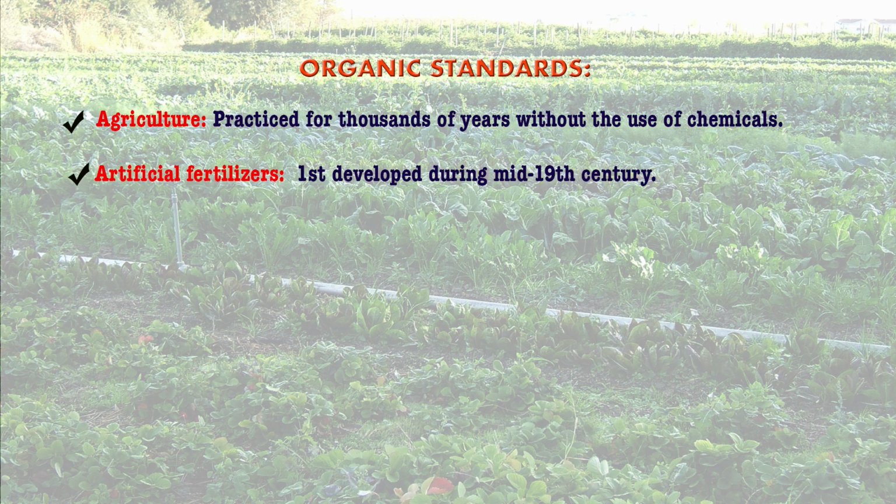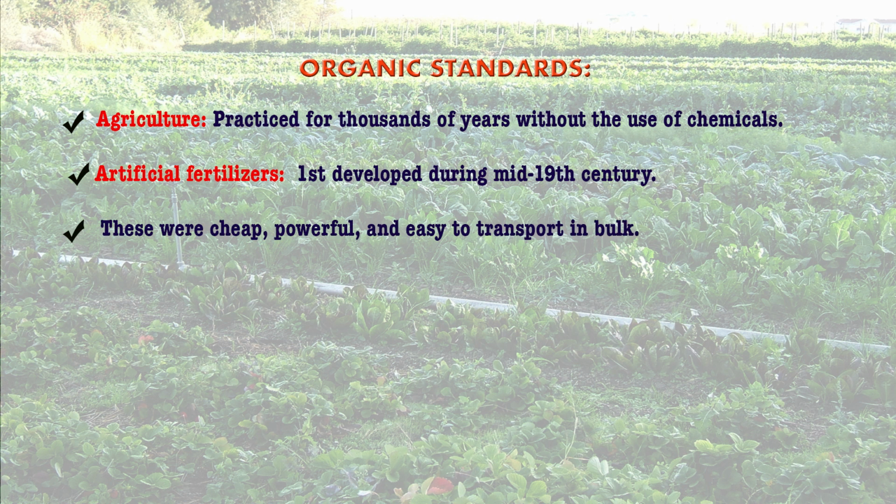Now if we take agriculture into account, this has been practiced by our forefathers for several thousands of years without the use of any chemicals. But then artificial fertilizers were first developed during the mid-19th century, and these were cheap and powerful, and they were also easy to transport in bulk. Then pesticides came, because when you are doing a lot of agriculture, you find different kinds of pests, and predator and prey relationships exist in the ecosystem.